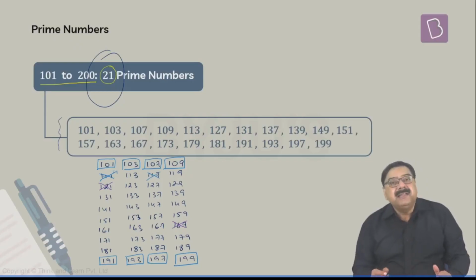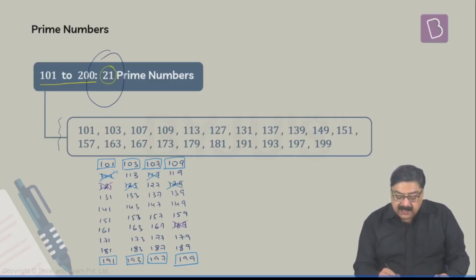Now 117 plus 6 will be 123, because if you add 3 to 117, then 117 plus 3 will be 120, which is an even number. But we need to check for the odd numbers. So odd plus even is odd. That is why we are adding the second multiple of 3, which is 6. So 117 plus 6 is 123. That cannot be a prime number because 1 plus 2 plus 3 is again 6.